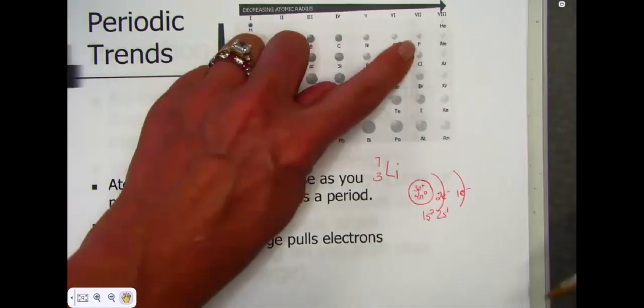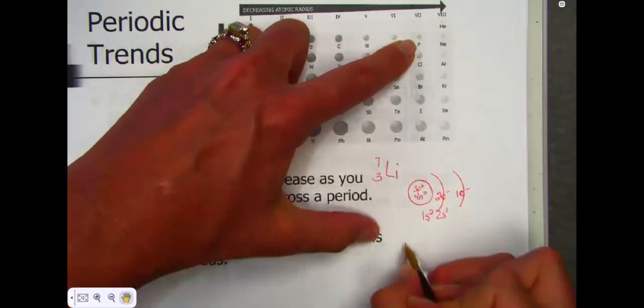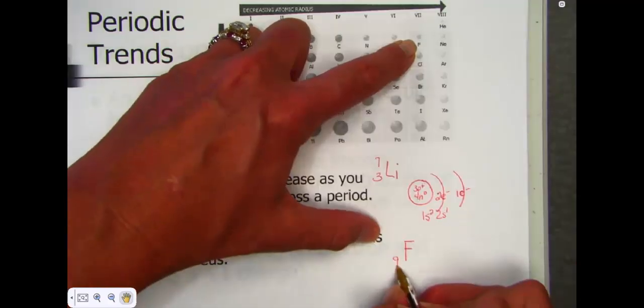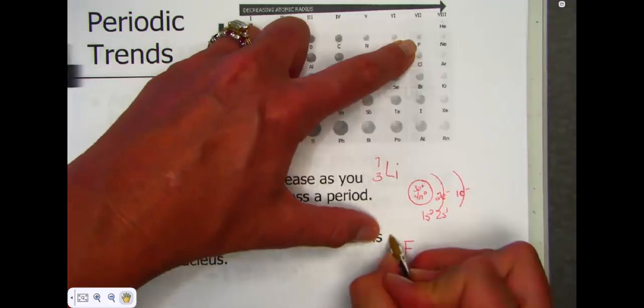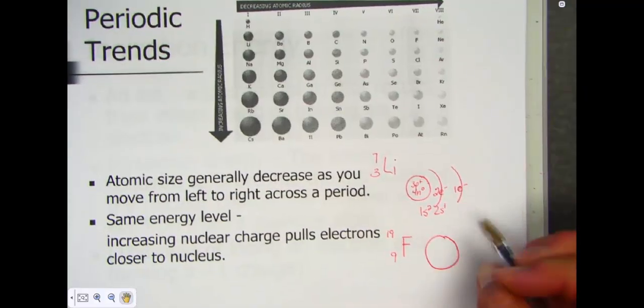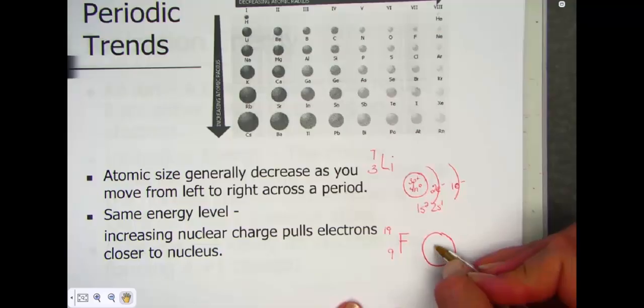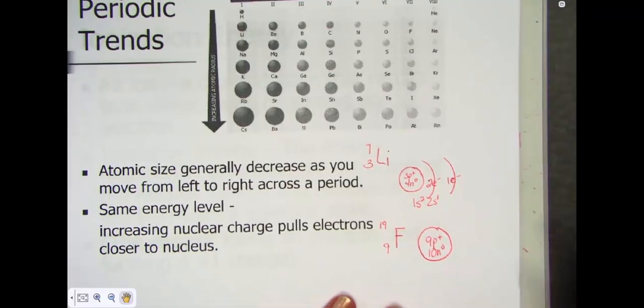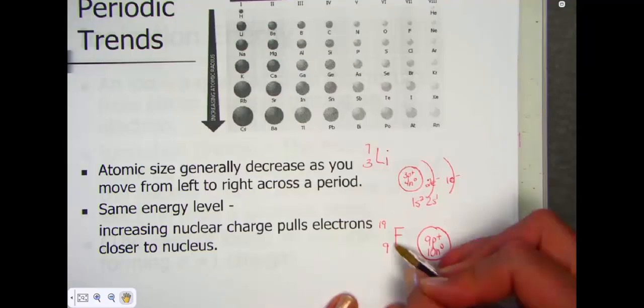Compare that to the end of the row. Let's just do fluorine. Same energy level. Fluorine is number 9 with a mass number of 19. Thinking about what's inside the nucleus, I'm packing in more particles, aren't I? I have 9 protons and 10 neutrons packing the nucleus. The nucleus does contain more particles.